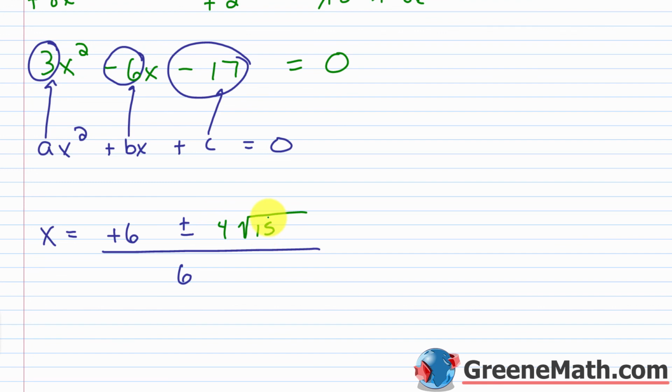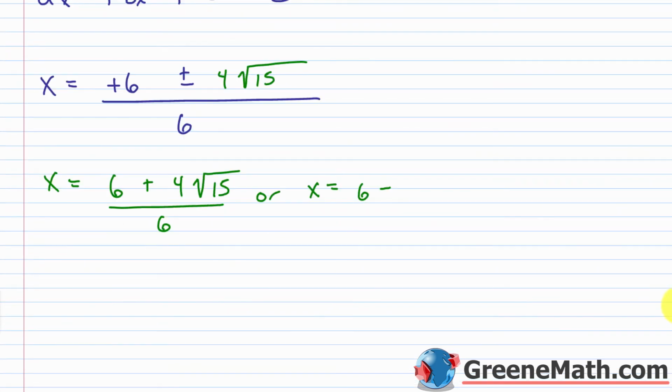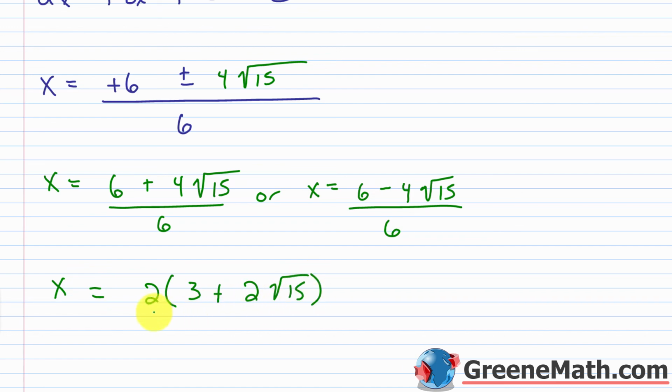Now I just have two scenarios. I will have x is equal to 6 plus 4 times square root of 15 over 6. Then or x equals 6 minus, okay, let me scroll down, 4 times the square root of 15 over 6. And we can further simplify these. What we can do is we can factor 2 from the numerator. So I can put 2 times 3 plus 2 times square root of 15 over 2 times 3. So this would cancel with this, and I'd be left with 3 plus 2 times square root of 15 over 3. It'd be the same thing over here.